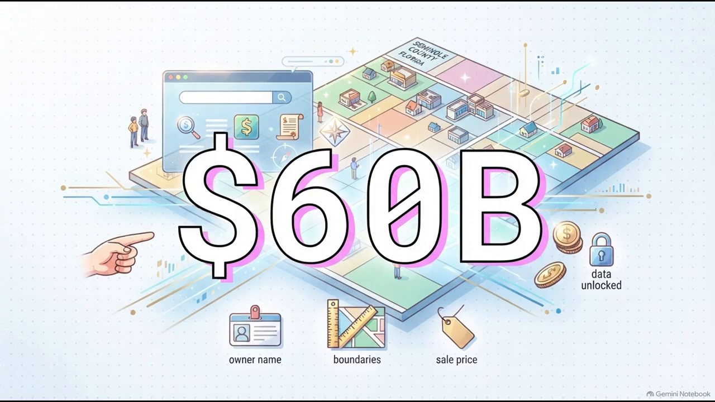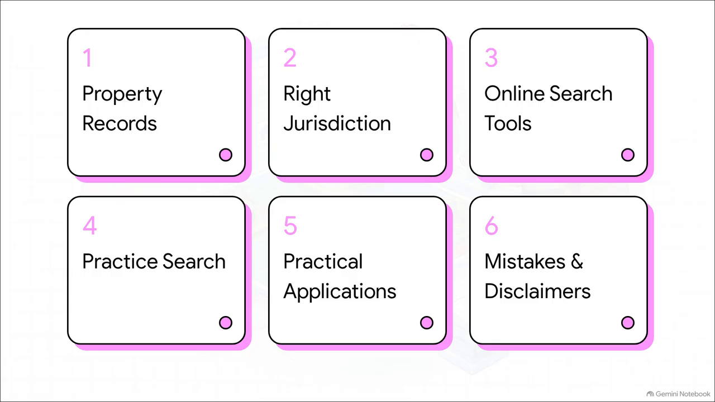Who owns the property? What are the exact boundaries? How much did it sell for? This number just proves how much incredibly valuable, free data is literally sitting right at your fingertips, provided you know exactly where to look. Here is our roadmap for today's explainer.